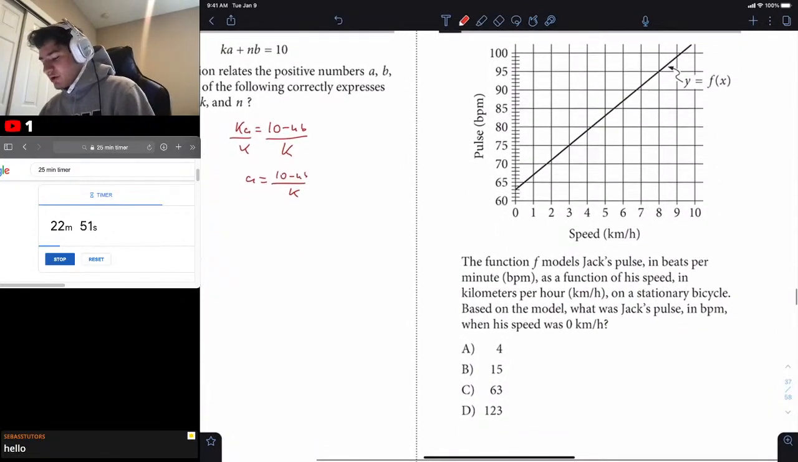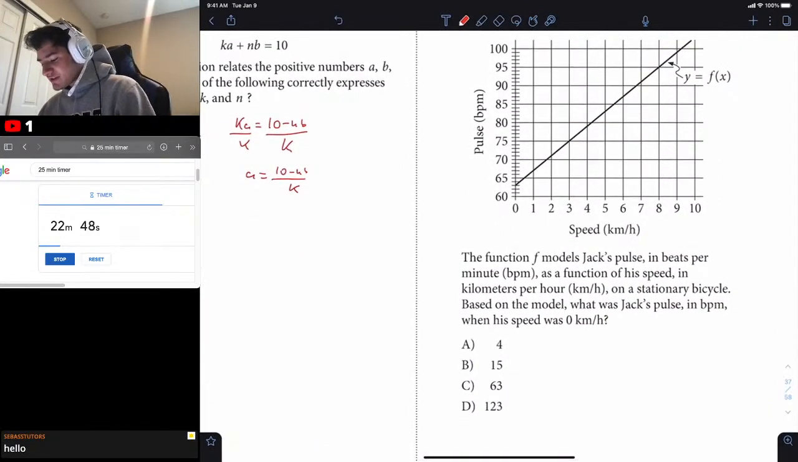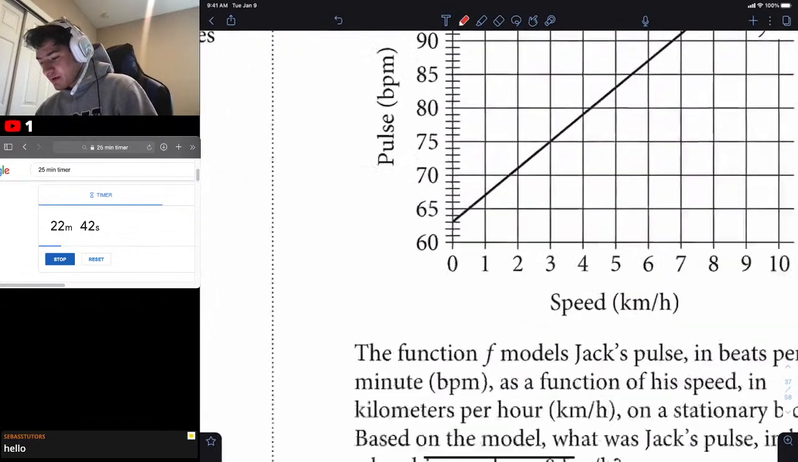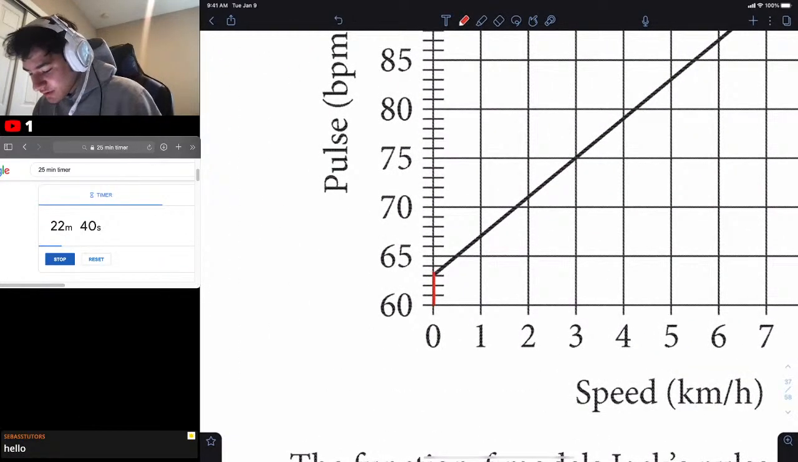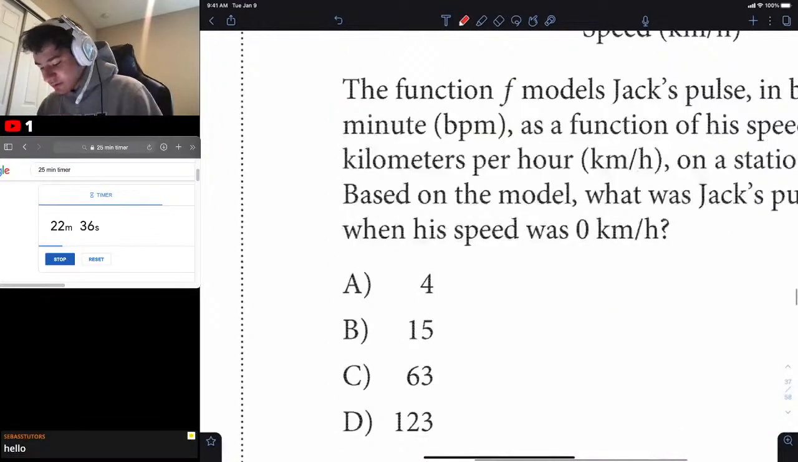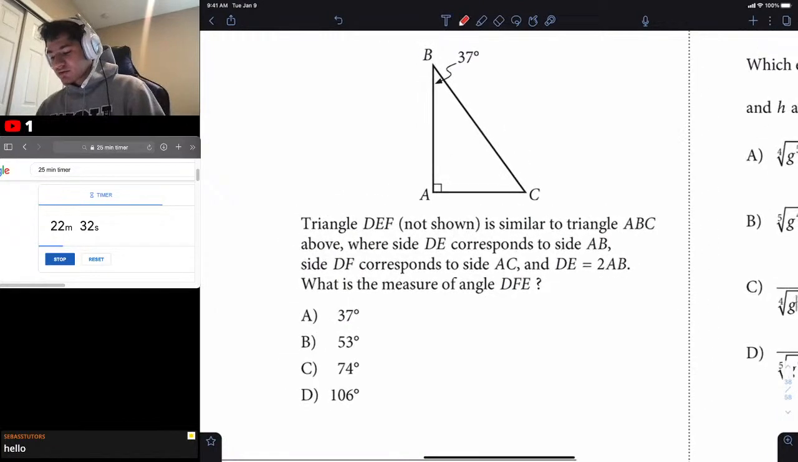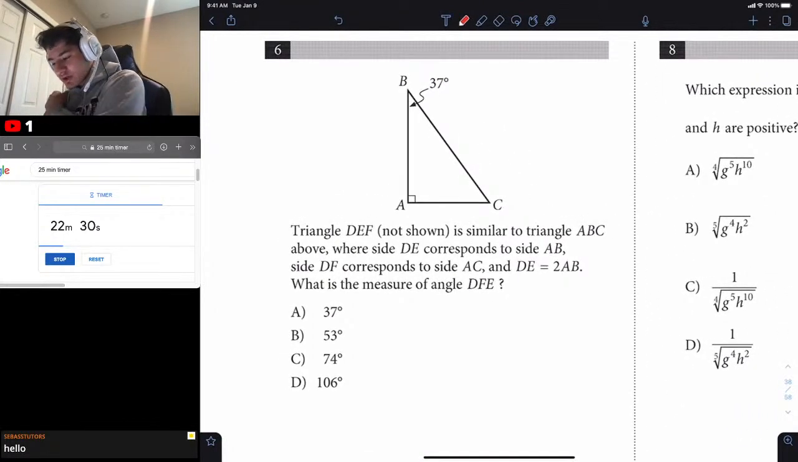Alright, the function f models Jack's pulse in beats per minute as a function of his speed, in kilometers. Okay, stationary bicycle. Based on the model, what was Jack's pulse when his speed was 0? Okay, so when his speed was 0, his pulse was about 63. C. Pretty easy problem.